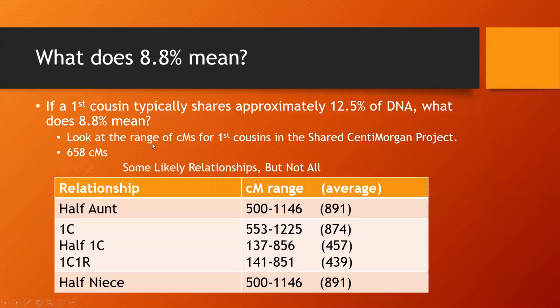We want to look at the range of centimorgans for first cousins in that shared centimorgan project. And these are some of the likely relationships. And all of those are possible. So it could just be on the low end of first cousin relationship. As you work with this more and more, you're going to start recognizing some numbers and patterns. When this is all brand new, the more you write down, the more you internalize, the better.